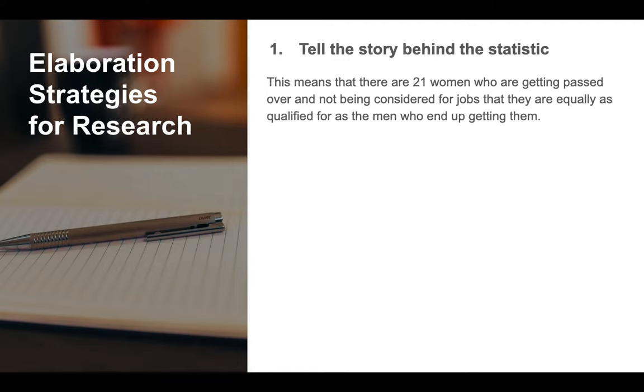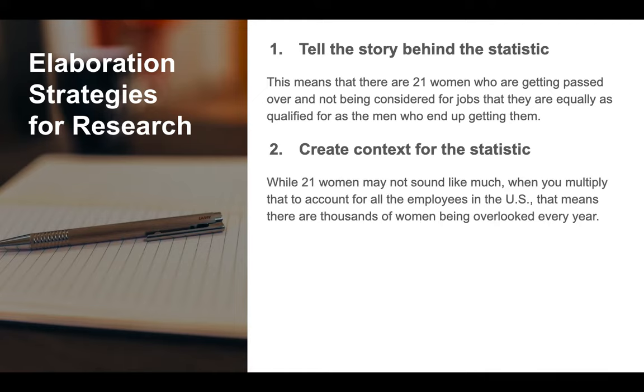I decided to take the story of the women getting passed over and talk about it a little bit more in this elaboration technique. So you could tell the story behind the statistic, or you could create context for the statistic. Here's what that can look like. While 21 women may not sound like much, when you multiply that to account for all the employees in the US, that means that there are thousands of women being overlooked every year. Sometimes it can be helpful to take a statistic and make it realistic for your reader, to make them understand how important that statistic really is, and the best way to do that is by adding context.